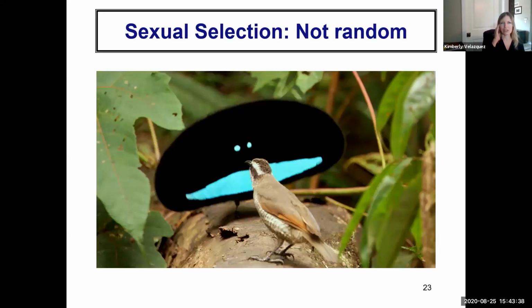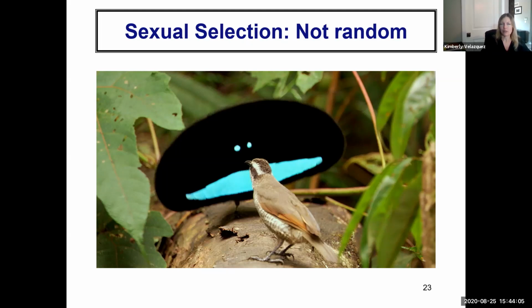Okay, sexual selection. Sexual selection is pretty cool because this is that one gender or the other is choosing which traits are going to be passed on to the next generation. So in this example, this bird is doing a really cool dance for his lady friend there to try to show her how fit he is to mate with her. And she's going to decide whether he mates or not.